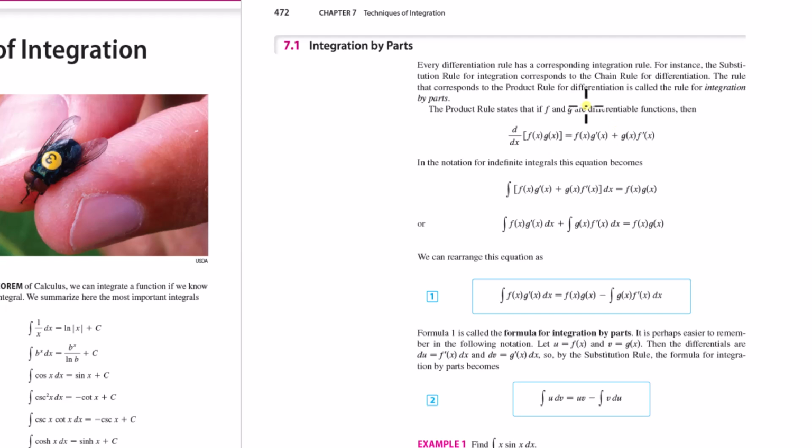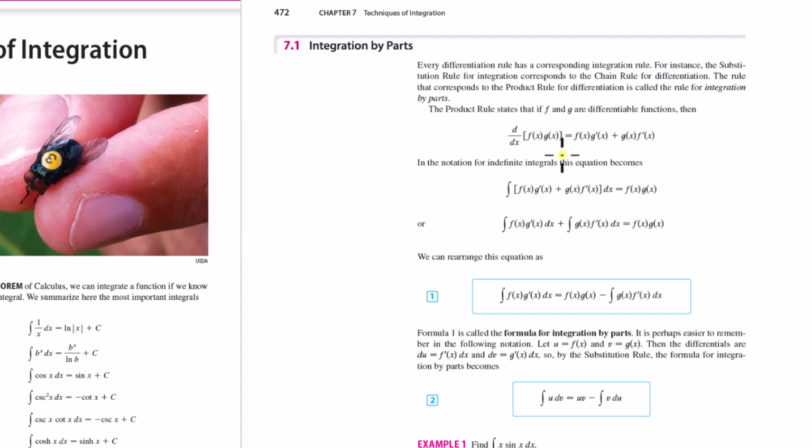I didn't go into too much depth on the substitution rule video when we went through that section. I didn't go through the proof of the substitution rule in detail. They're kind of just stating the obvious, but you can go check that out if you want. But just to see how integration by parts comes from the product rule: you've got f of x times g of x.